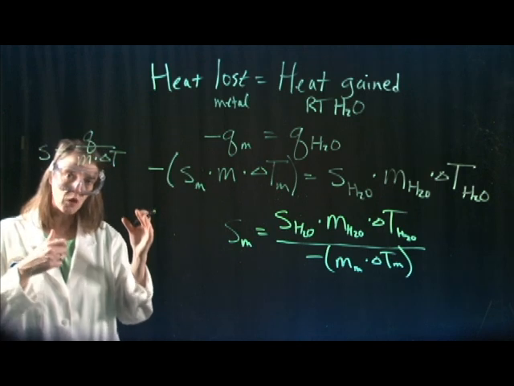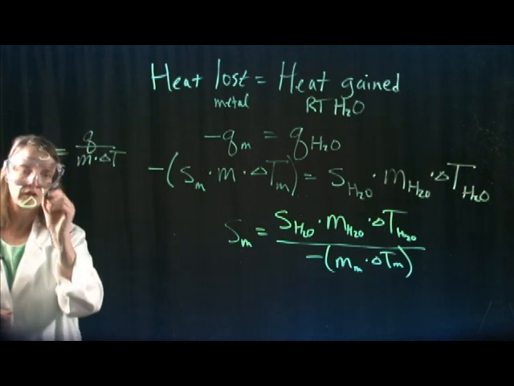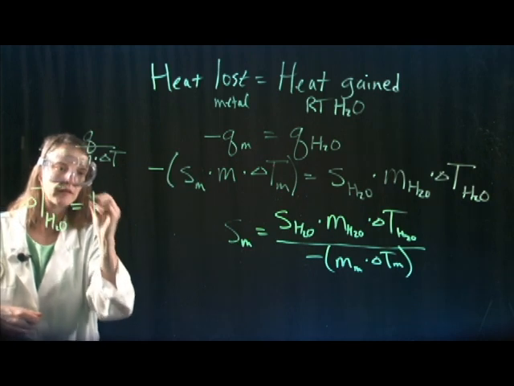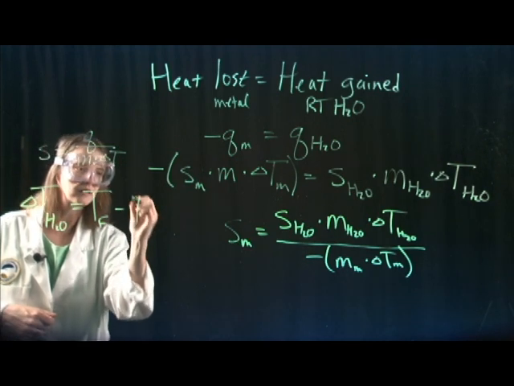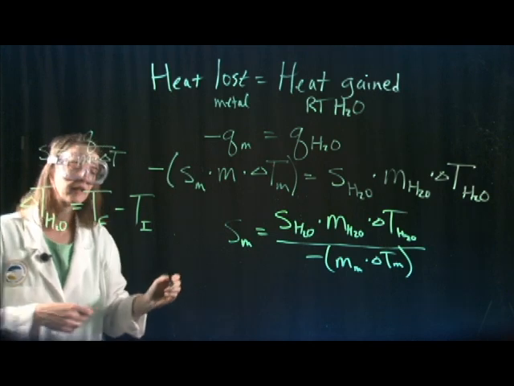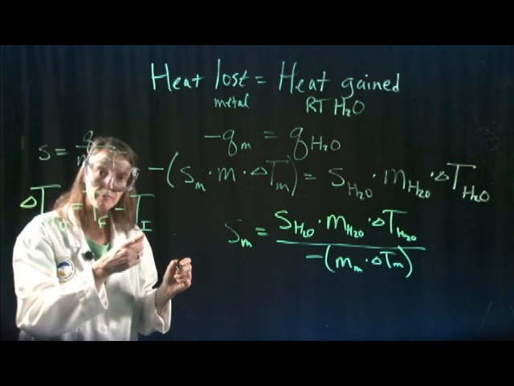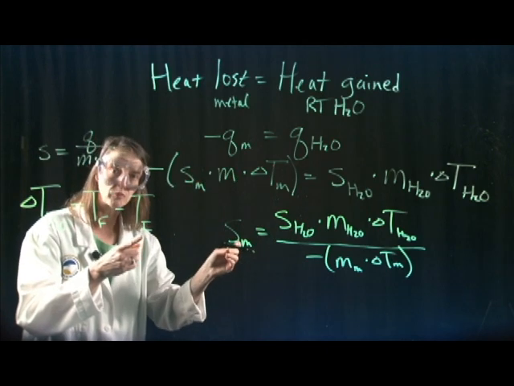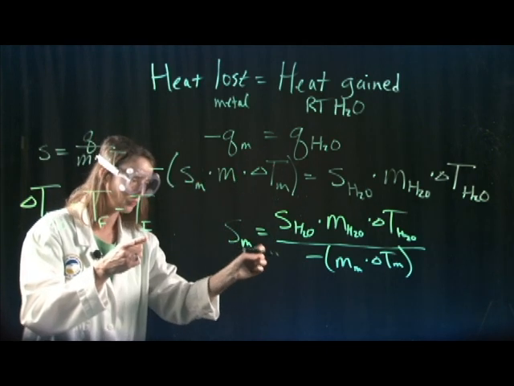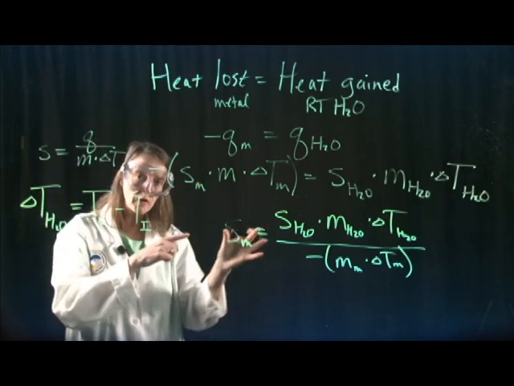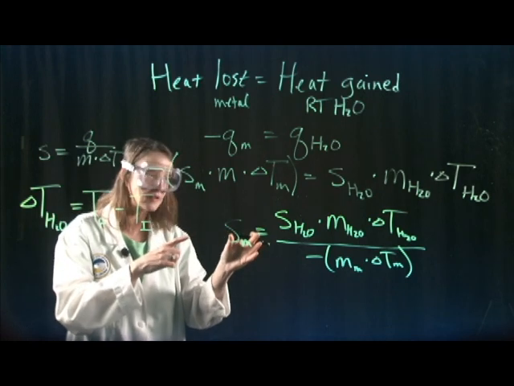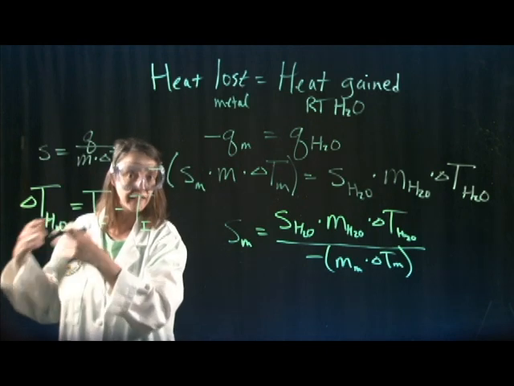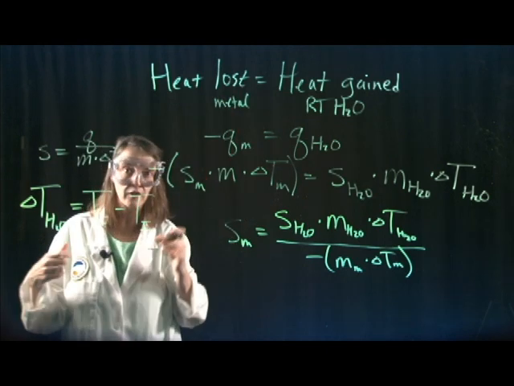Change in temperature is always final minus initial. So if we look at change in temperature of water, it's final minus initial. The initial temperature of water is that room temperature. You're going to measure it with a temperature probe in lab, but it's whatever that room temperature is. You don't want to get the water mixed up in this experiment because you are using a hot water bath to heat up the metal. That's how we're going to get the hot metal.